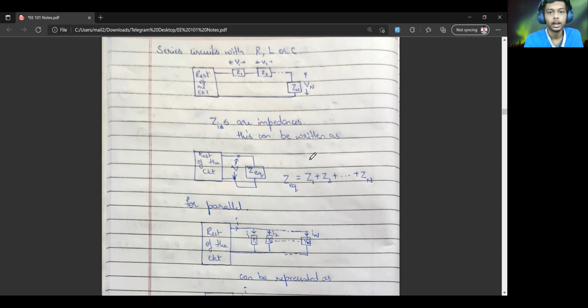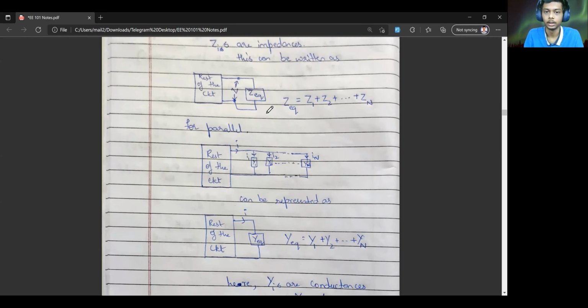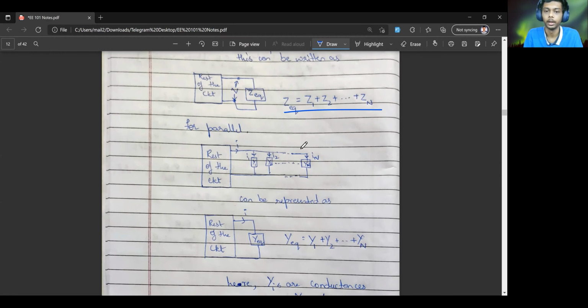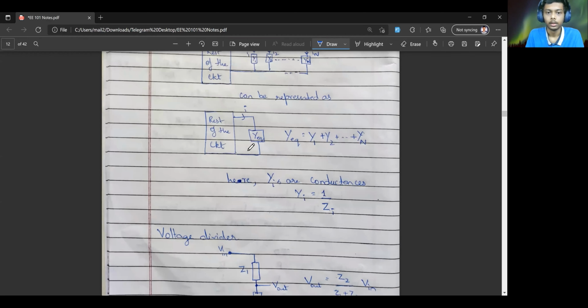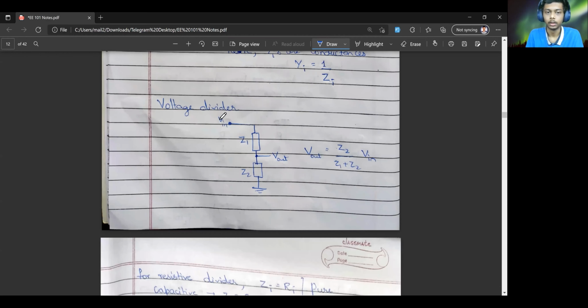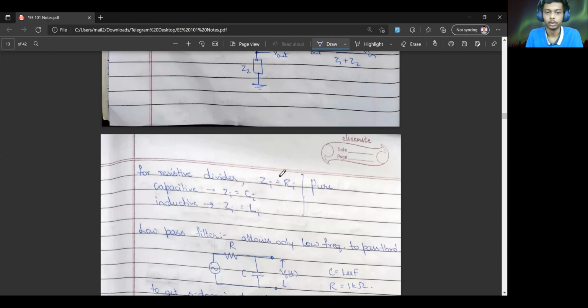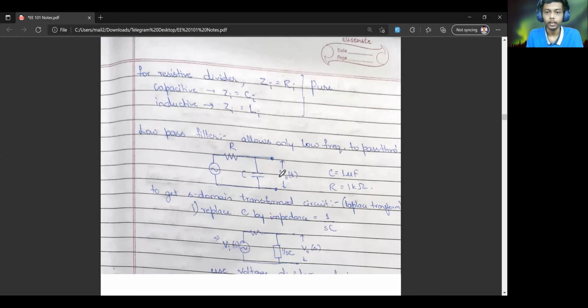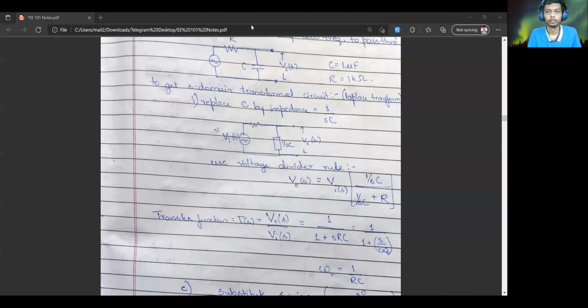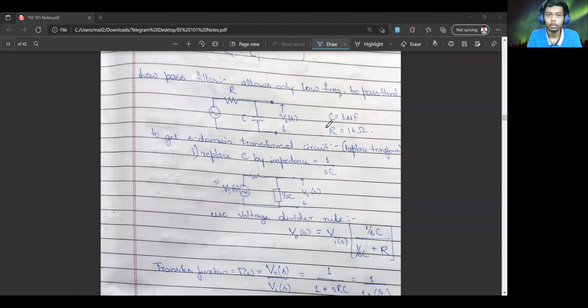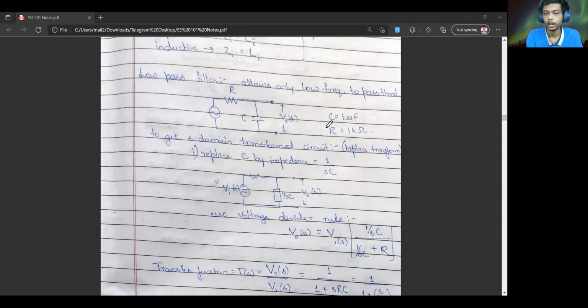Instead of R's, you'll have Z's. By Z's, we mean the impedances of all the components, be it capacitors, inductors or resistors. Similar to the series and parallel expressions, we also have similar expressions for all these impedances. We also have voltage divider and current divider rules for all these things. Now coming to the next concept, which is the low pass filter.